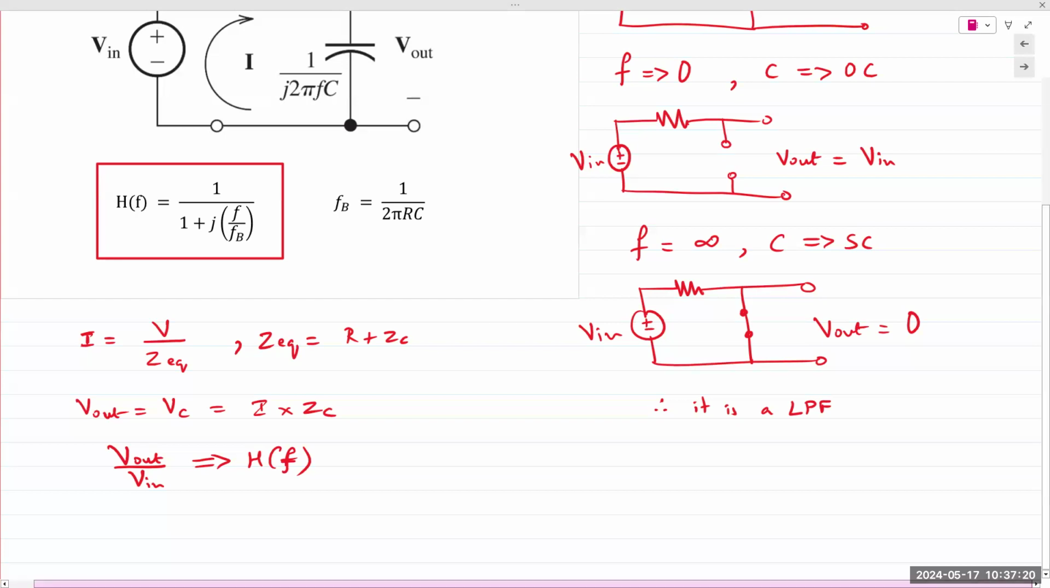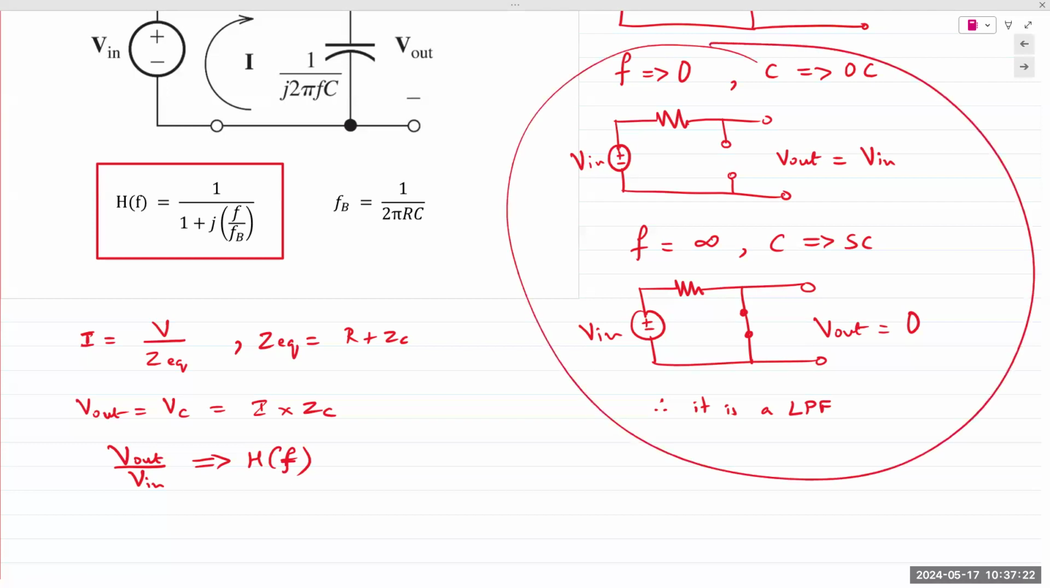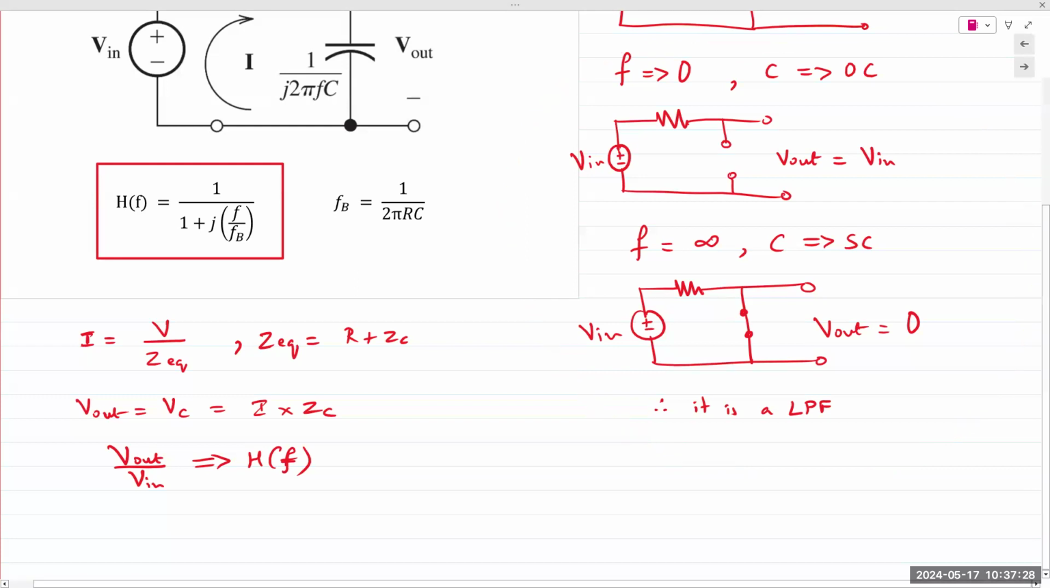So here on the right side, how did we conclude that it's a low pass filter? We model the capacitor at F is equal to 0. At F is equal to 0, capacitor behaves like an open circuit. If it's open circuit, whatever input we give is going to appear at the output. There's no current flowing through it. The voltage V in appears at the output as it is.